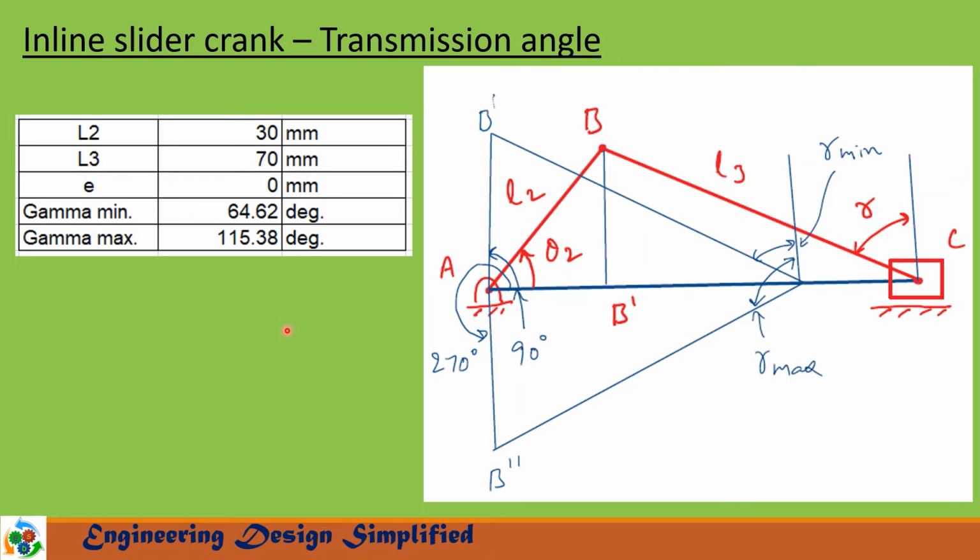Now let us solve a problem to find gamma minimum and gamma max. So in this problem we have taken crank length L2 equal to 30 millimeter, coupler length L3 equal to 70 millimeter, E offset equal to 0 millimeter, since it is an inline slider crank mechanism. So from previously derived equations we can find gamma minimum as 64.62 degrees. Similarly, gamma max is 115.38 degrees.